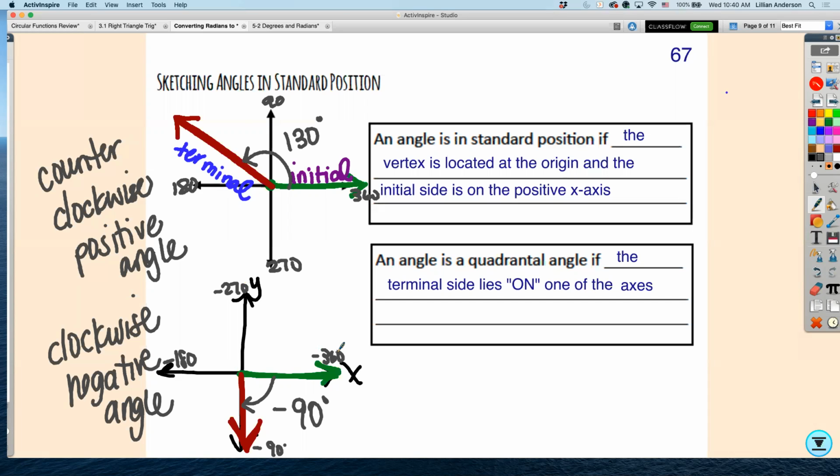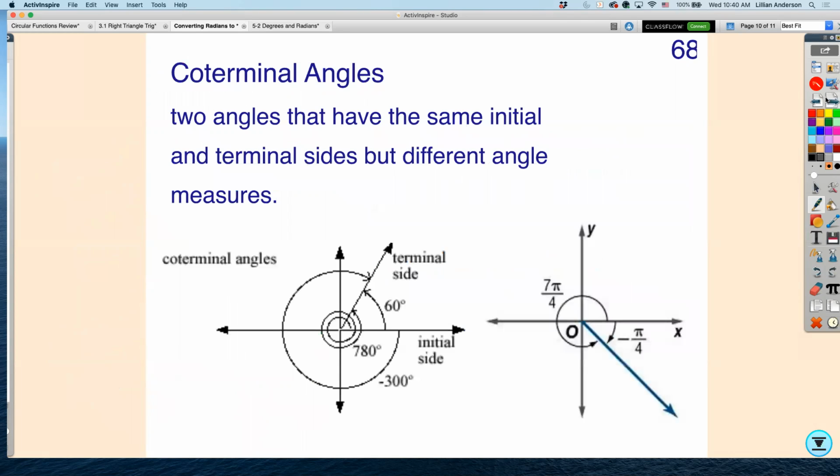But just because I've gone a full circle, I can keep turning my terminal side. So if I wanted to, I can keep going around and around to create larger angles, positive and negative. Those types of angles are called coterminal angles. Coterminal angles are two angles that have the same initial side and terminal side, but different angle measures. That's what it means to be coterminal.